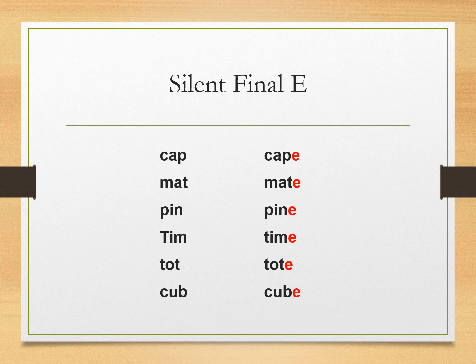And as you've probably noticed, all of these words that got the silent final E added, the vowels are making their long vowel sound. The vowels are saying their name, as we would say in elementary school. The A's are saying A, cape, mate. The I's are saying I, pine, time. The O is saying O in tote. And the U is saying U in cube. So silent E made the vowels say their name.